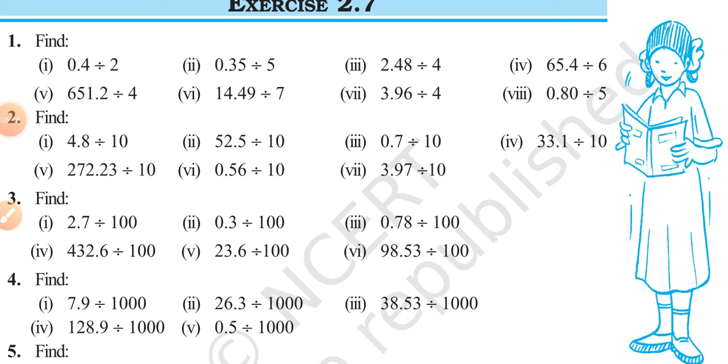The fourth question, students, find 2.7 divided by 100. The same procedure we will follow, the only difference is that instead of 10 there is 100.